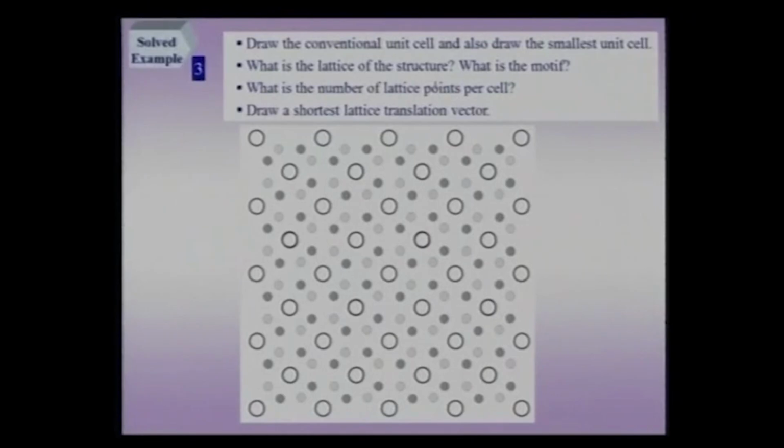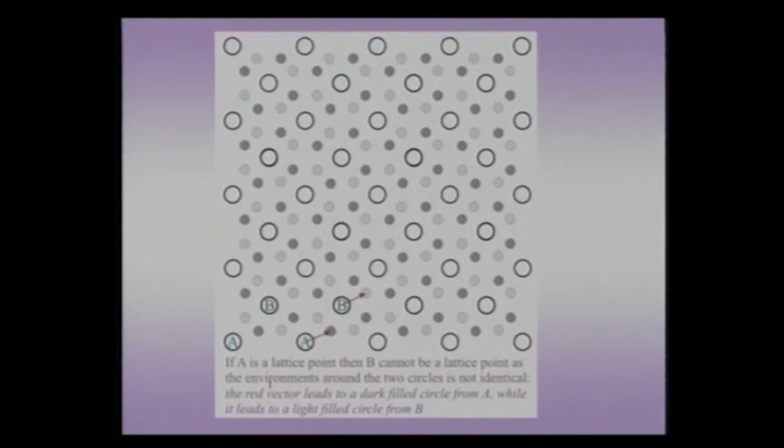vector. As you can look at the structure, it has two large circles which are white colored. There are two grey colored circles, one of them dark grey, the other one light grey, and they form a pattern which looks very beautiful in 2 dimensions. Now, I need to identify the lattice points before I can start to draw lattice translation vectors or the unit cell. Let us look at two circles which look identical, at least in form, but we will try to identify if they both qualify to be lattice points or not.